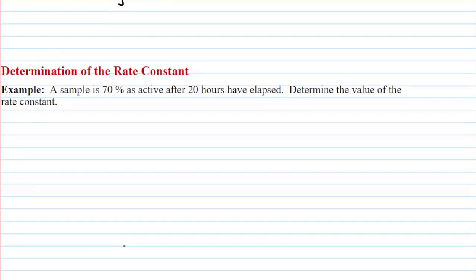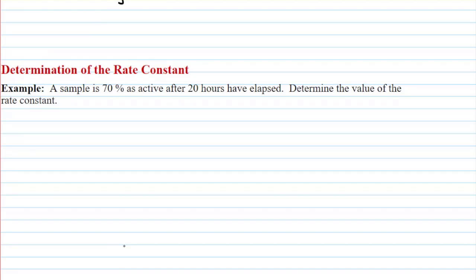Okay, all right, so we're looking at determinations of the rate constant. So basically, we're looking for k. For our sample here, we have a sample that is 70% as active after 20 hours have elapsed. All right, 70% active. So determine the value of the rate constant. So we're looking for k.